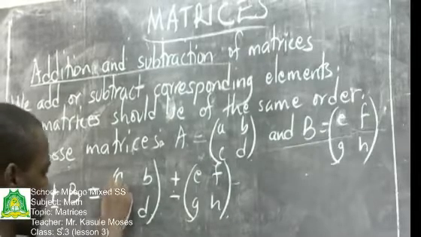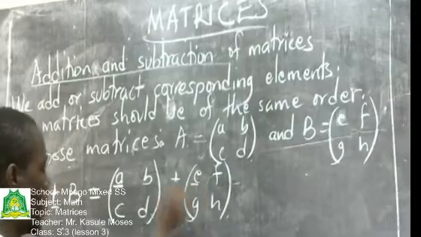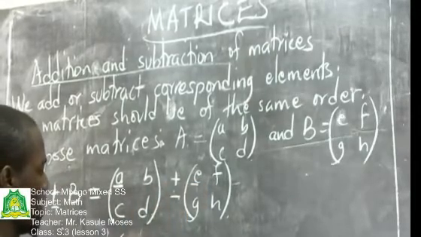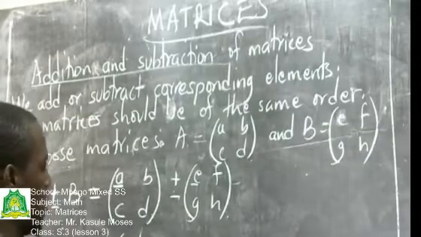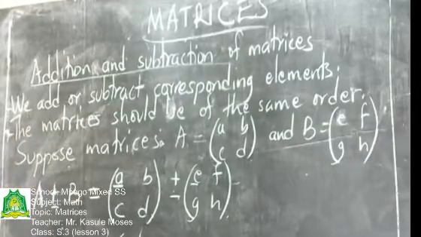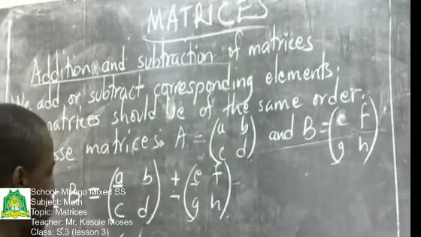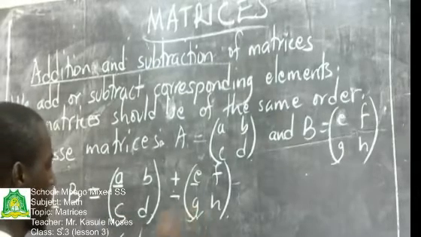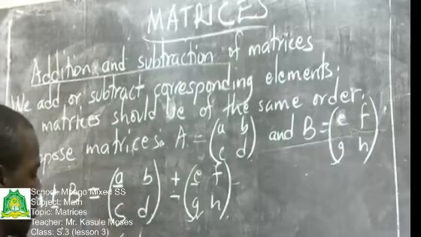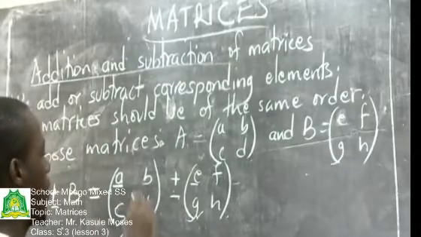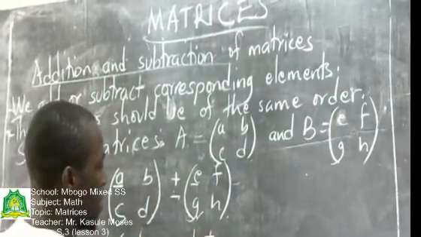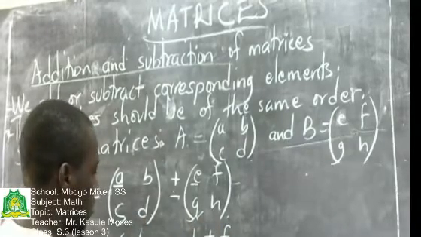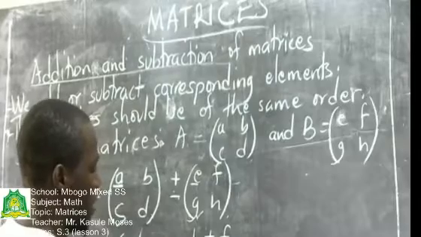So element A corresponds to element E. If it is addition or subtraction, I'll add or subtract A and E. Then C corresponds to G. That is C plus or minus G. Then B plus or minus F. Then D corresponds to H. So that is D plus or minus H.